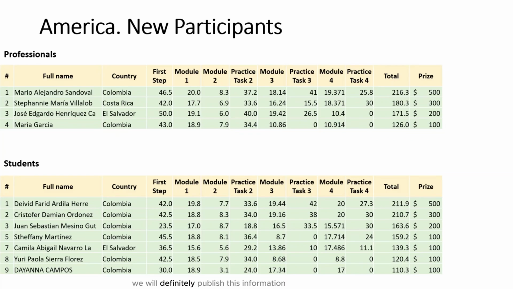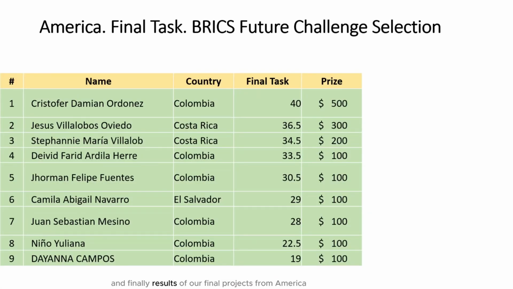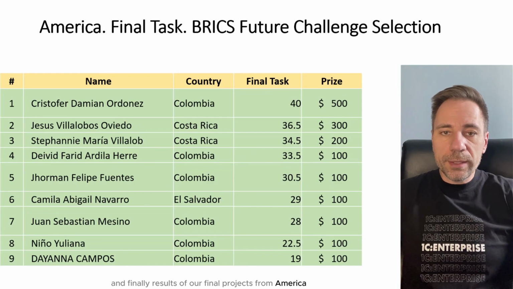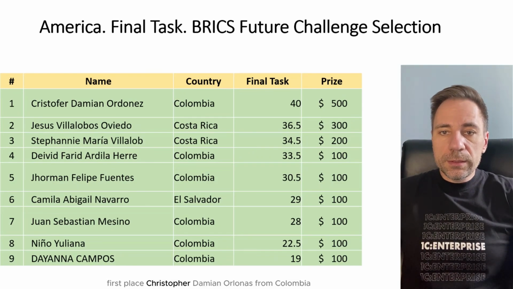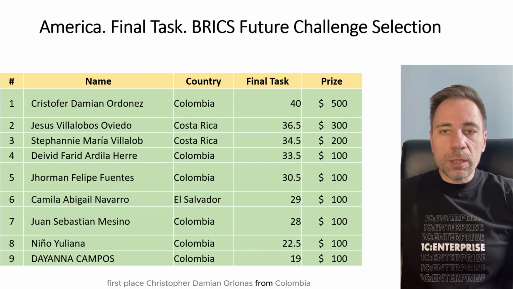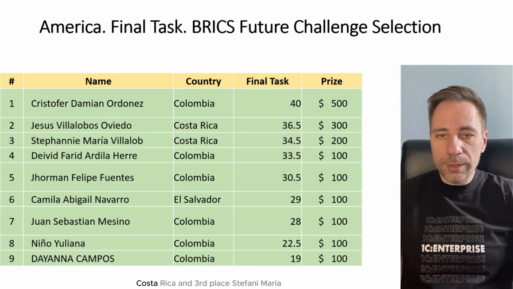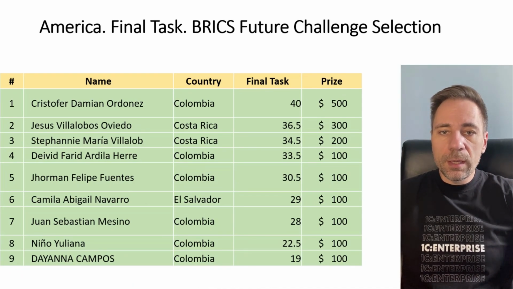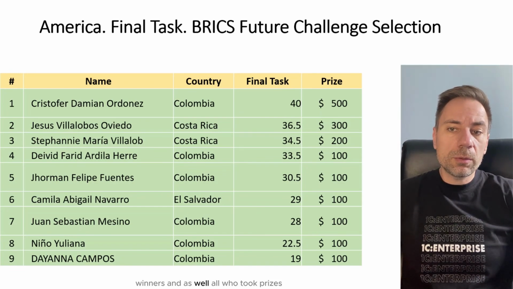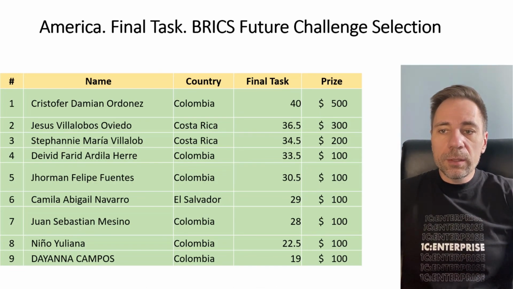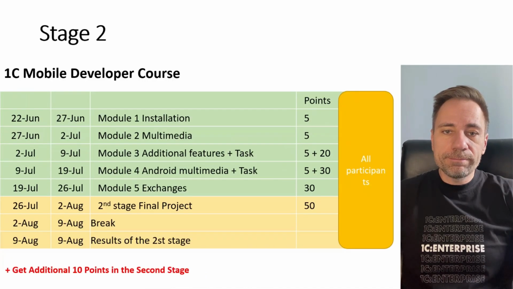We will definitely publish this information so you can take a closer look. And finally, the results of our final projects from the Americas. First place, Christopher Damian Ordonez from Colombia. Second place, Jesus Villalobos Oviedo, Costa Rica. And third place, Stefani Maria, also Costa Rica. Congratulations to all the winners and all who took prizes. You can see the results on the screen.